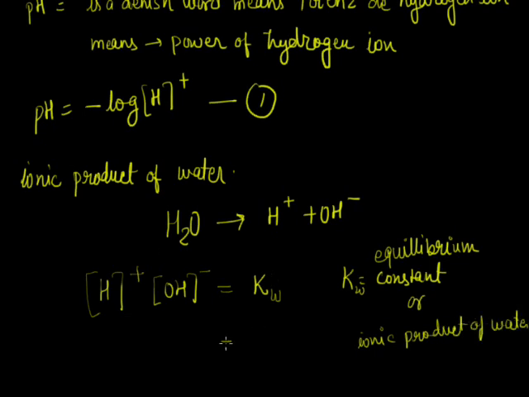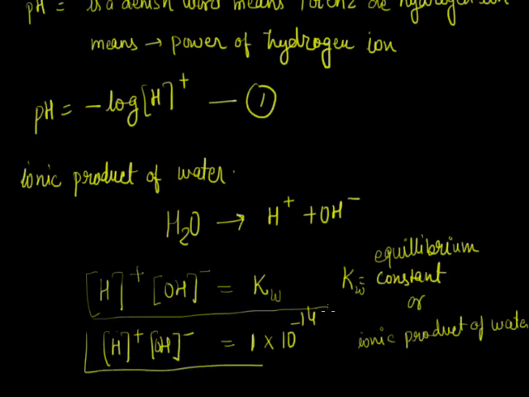We can write here the equilibrium constant or ionic product of water. Experimentally, the value of Kw is observed to be 1 into 10 to the power minus 14. So, we get the ionic product of water: the concentration of H plus and OH minus ions gives 1 into 10 to the power minus 14. So, this is the second formula which is used by us.